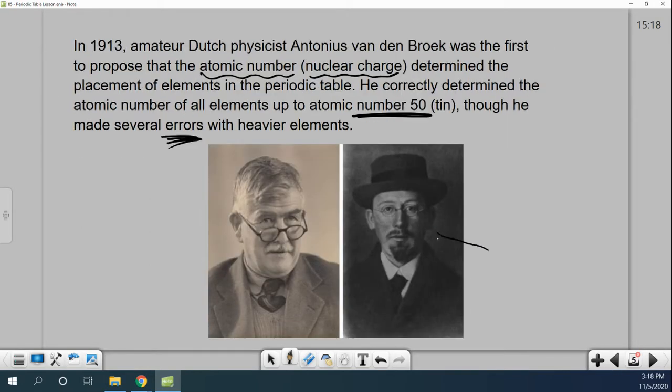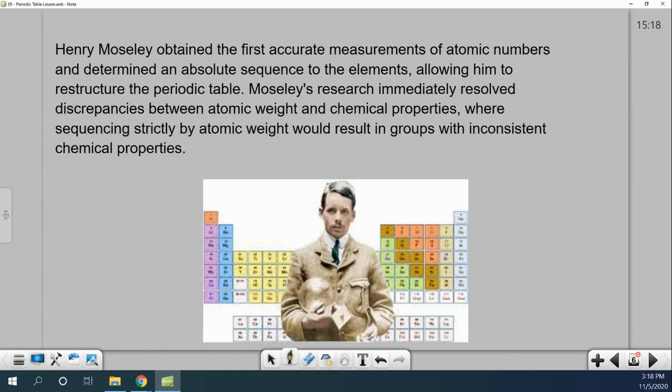Also, look at this guy. Super dapper. Apparently all you need to be a good-looking scientist is to work on the periodic table. And again, Mr. Moseley, sharp-looking dude, he comes along afterwards, Henry Moseley, and he says, you know what? I think you're onto something. I just don't think you did it right.